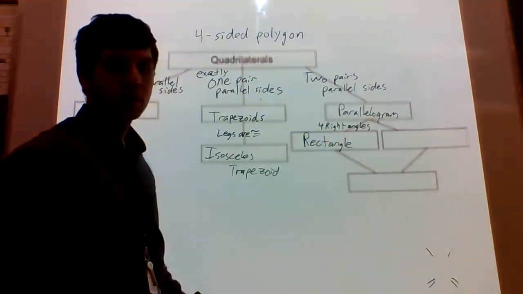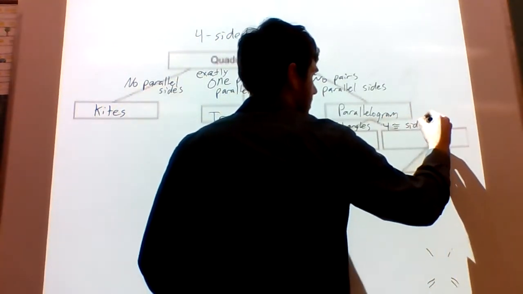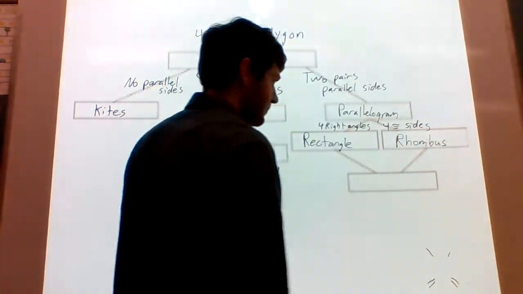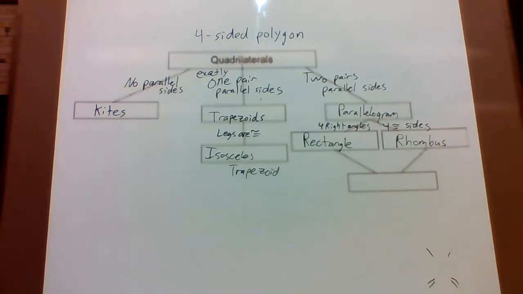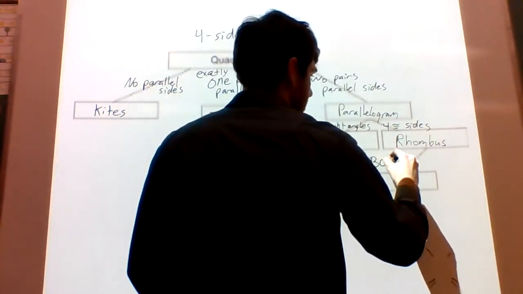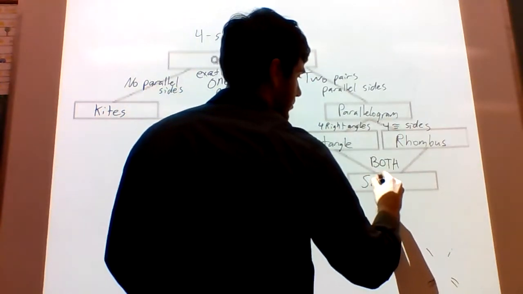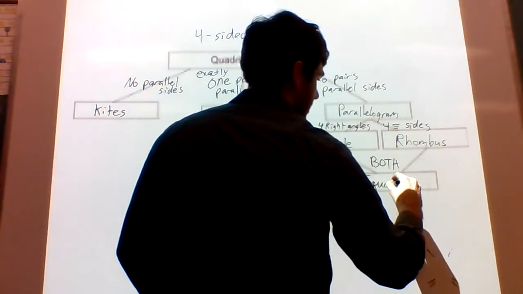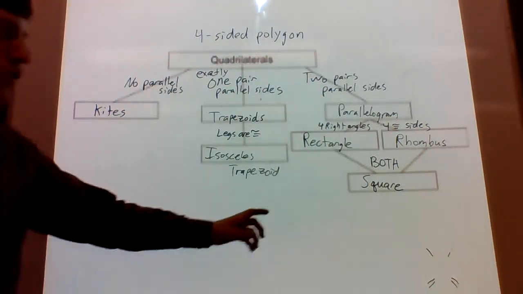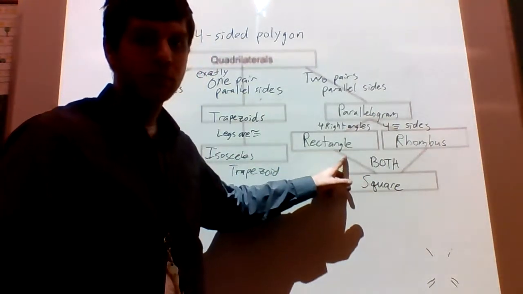If it has 4 congruent sides, it's going to be a rhombus. And if it has both 4 right angles and 4 congruent sides, it is going to be a square. So a square is always going to be a rhombus and a rectangle.